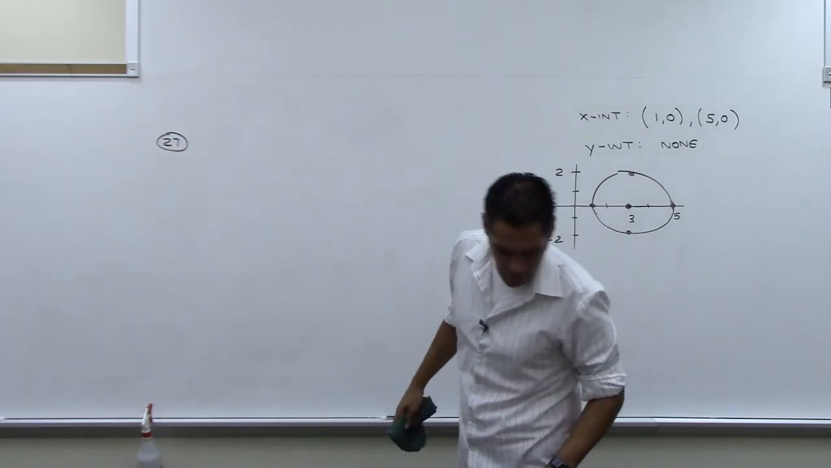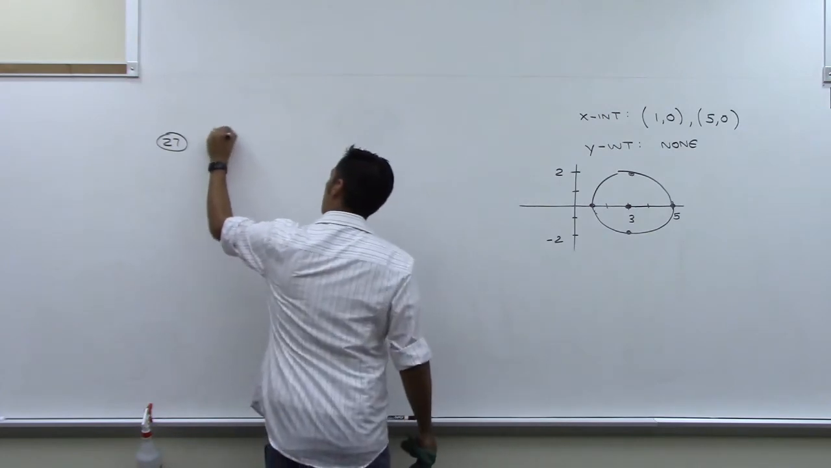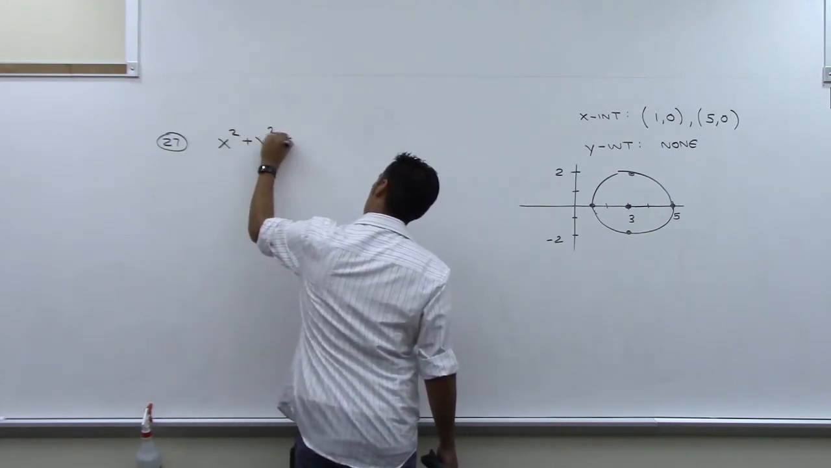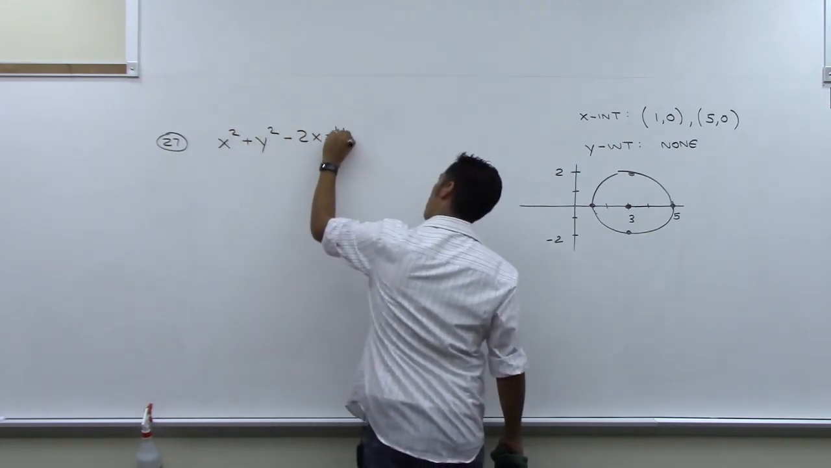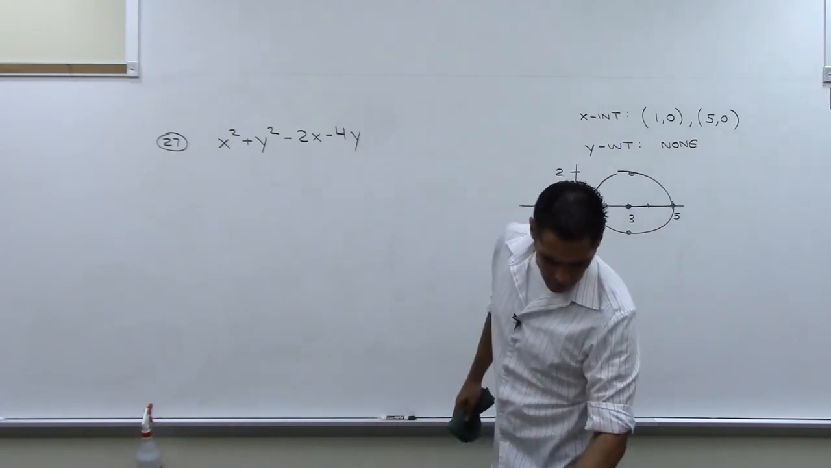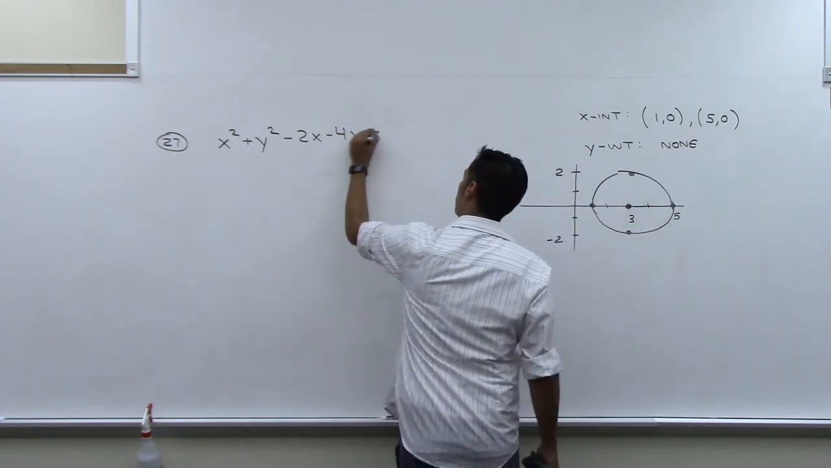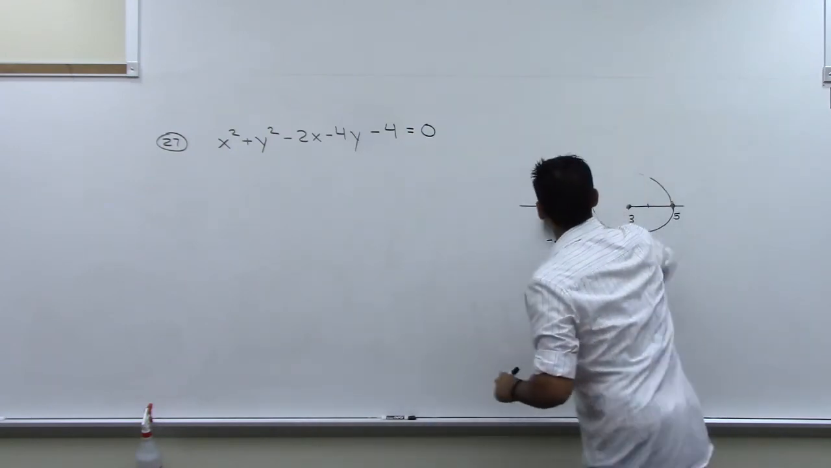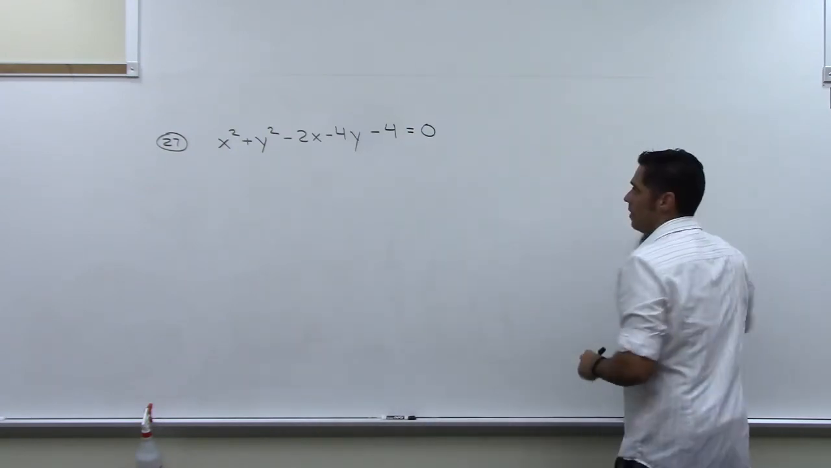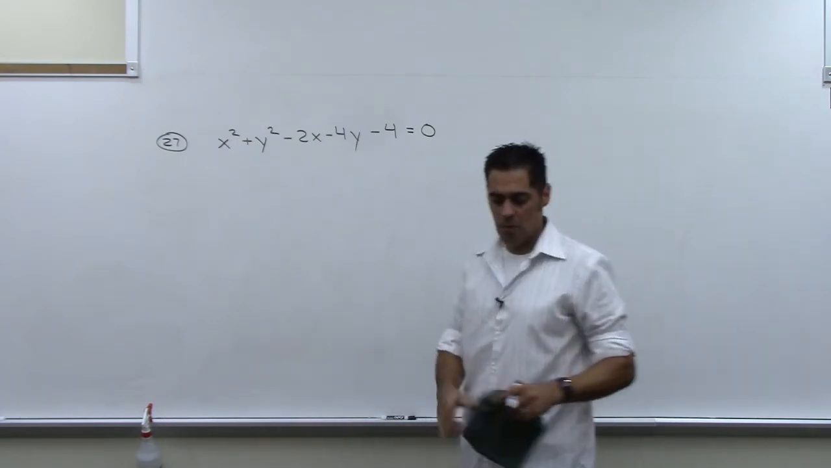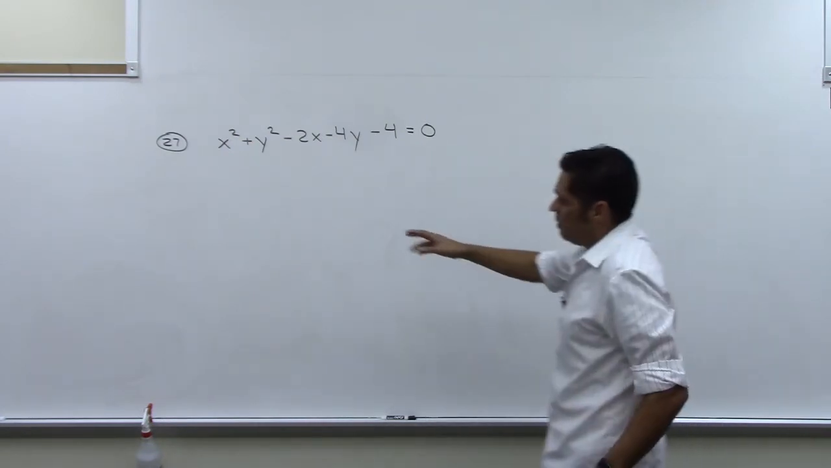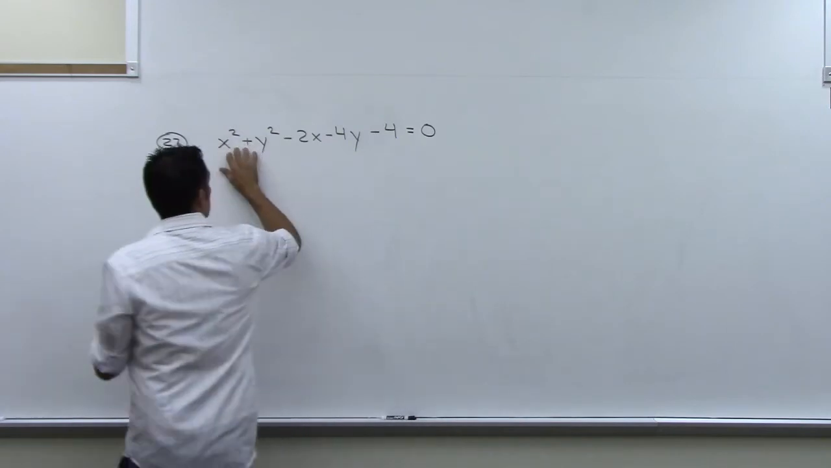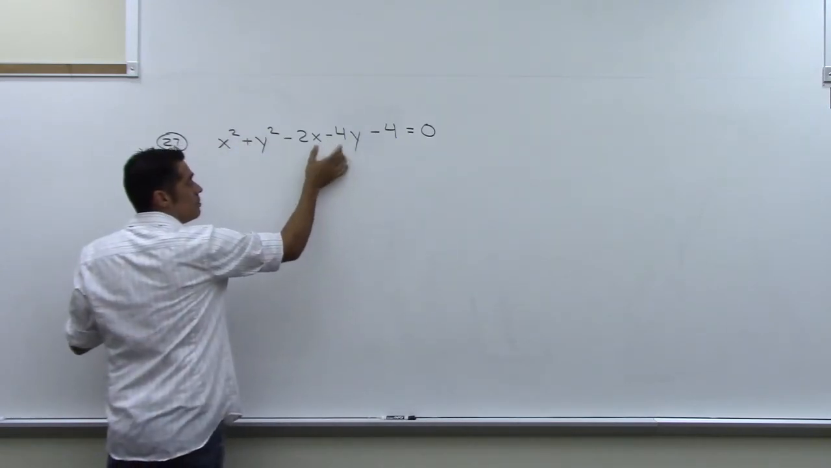x squared plus y squared minus 2x minus 4y minus 4 equals 0. So here is the first problem: when we're trying to get this into standard form, we have not only our x squareds and y squareds, but we also have some x and y terms.